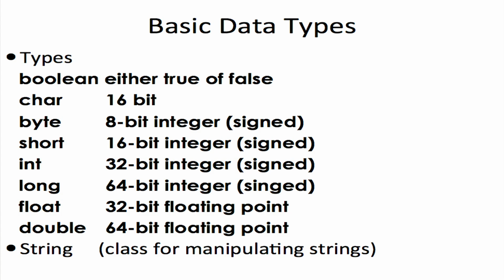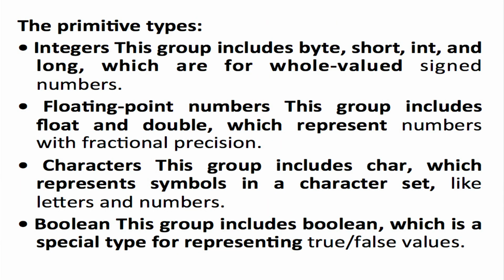So string is a class for manipulating strings. So this is also used in the case of the basic data types. And now again, see the different categories of primitive data type. Integer: this group includes byte, short, integer and long, which are for whole-valued signed numbers. The second category is floating point numbers. This group includes float and double, which represent numbers with fractional precision. And next, this group includes character, which represents symbols in a character set, like letters and numbers.